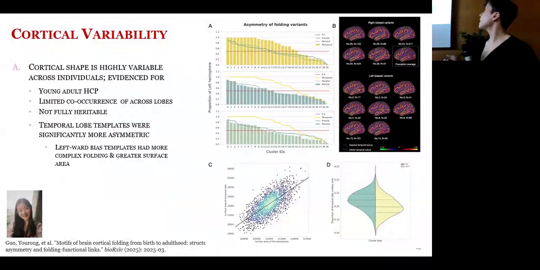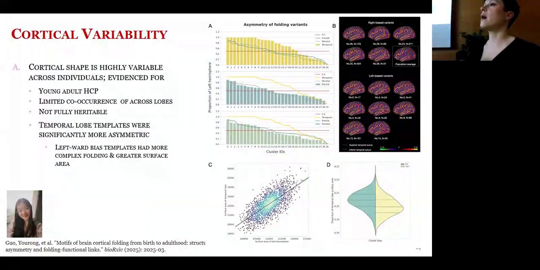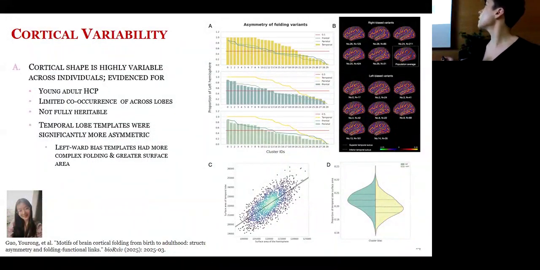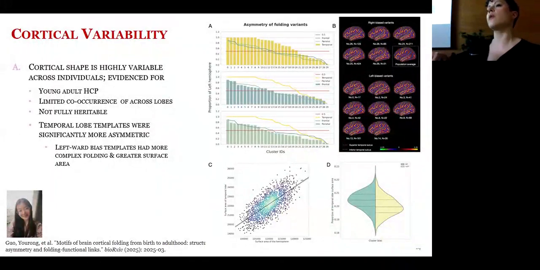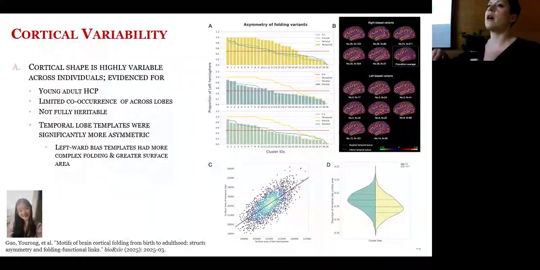And one of the big advantages of doing it this way is that we can start to look in more detail at what properties of cortical morphology are informing function and which are not. So she looked in detail at the asymmetry of these folding motifs. Because the right hemispheres were flipped to left and they were all co-registered, it was possible to look for which templates were more leftward dominant.